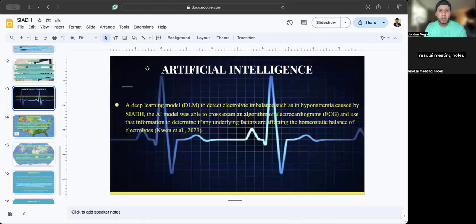Artificial intelligence. When I was researching the artificial intelligence associated with the resolution of SIADH, I found that there is a deep learning model that can detect electrolyte imbalances such as hyponatremia in people based on their electrocardiograms. The algorithm is built from people who have had hyponatremia and people who have normal EKGs, and based on the algorithm, determines if a person has an electrolyte imbalance.